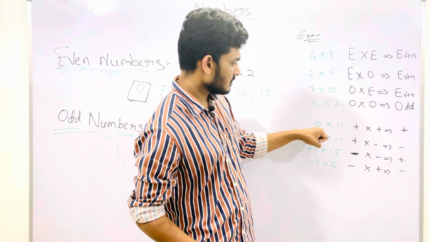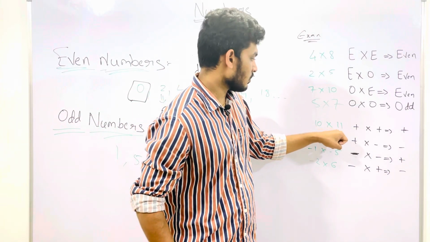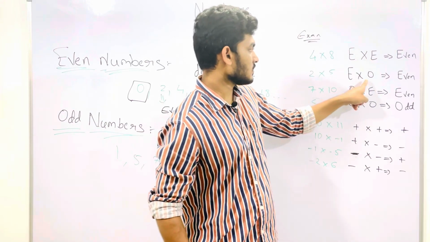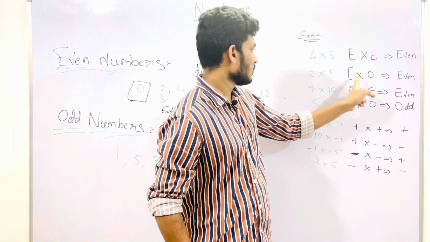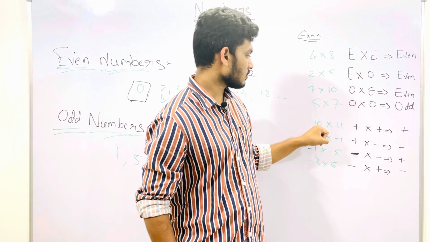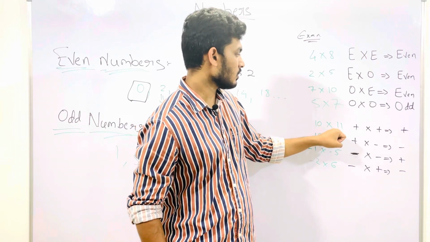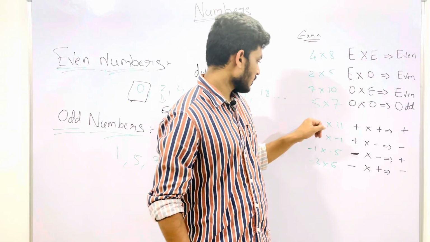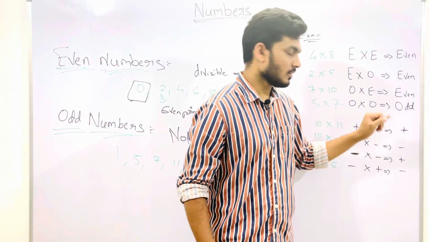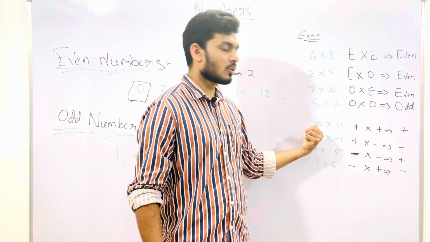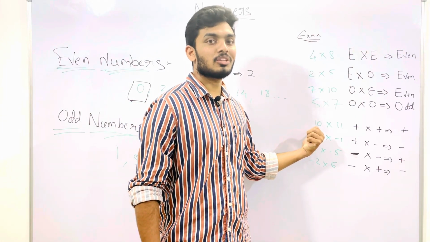Here the number is odd and this is odd, the product should be odd, as we discussed here. Even into odd, the product should be even. So here the product of these two numbers, even into odd, should be an even number, and at the same time plus into plus should be plus. That means the product of two numbers, suppose here, should be a positive even number.